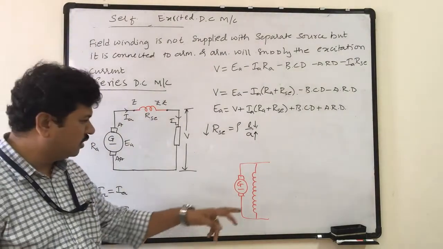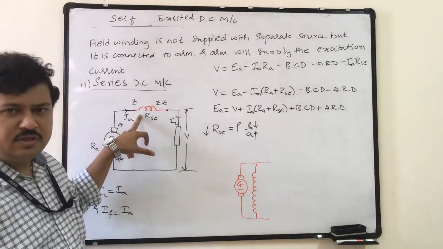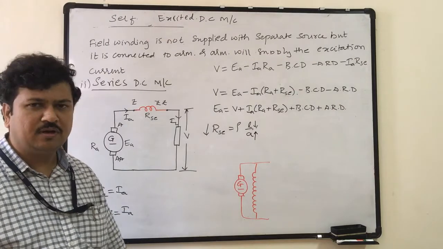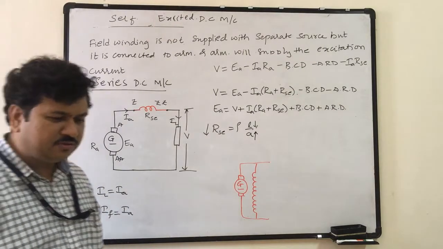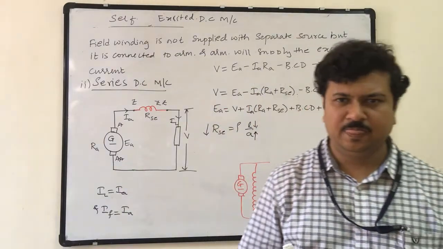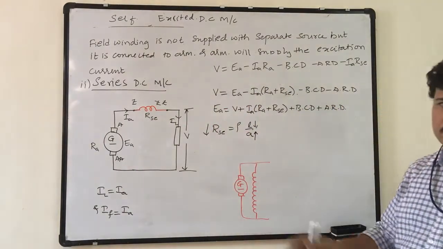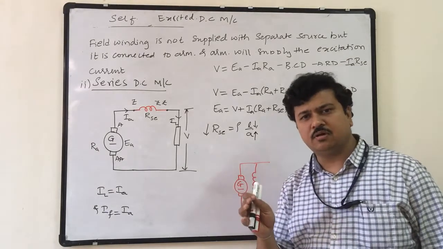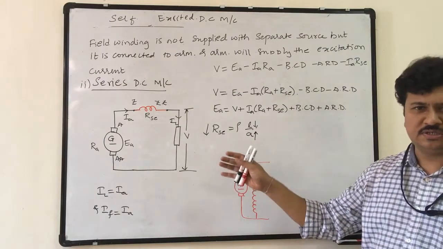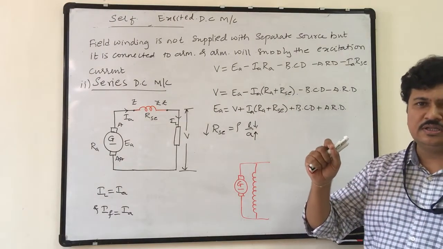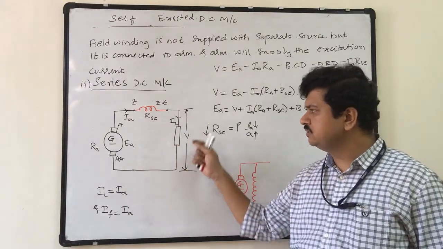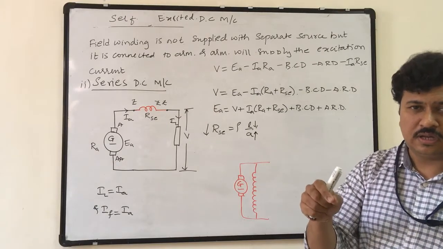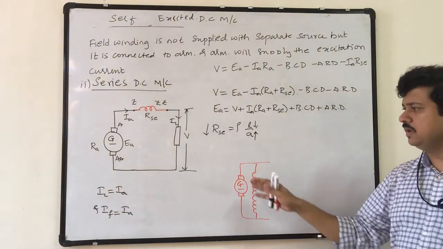Most of the times, even when I draw the series field coil, I will be drawing with more number of turns. Sometimes while drawing shunt field coil, I will be drawing with less number of turns. But conceptually, that circuit symbol is incorrect. Whenever we draw these circuit symbols, we should be very much aware that they are not only diagrams that we are drawing to represent something, they are the conceptual representation of the physical machine that we are analyzing. So we should be taking care.